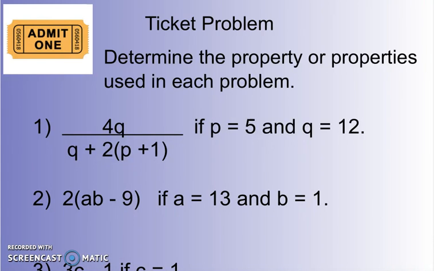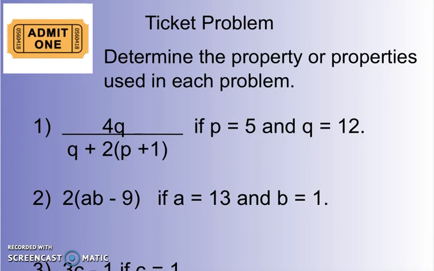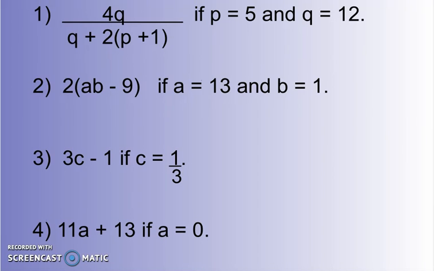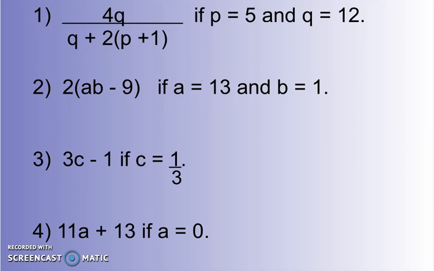So for tonight, your ticket problems. Here are 4 ticket problems. I would like for you to first evaluate them, and then I would like you to tell me what properties you used to evaluate them.